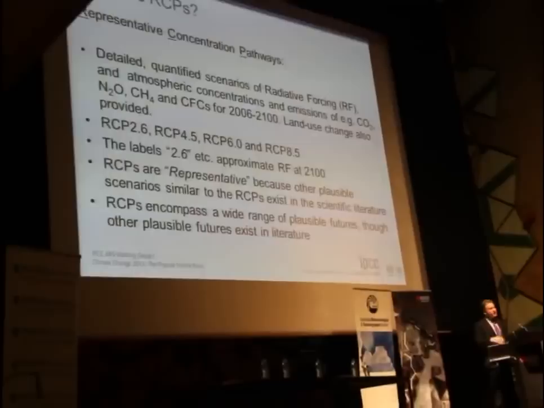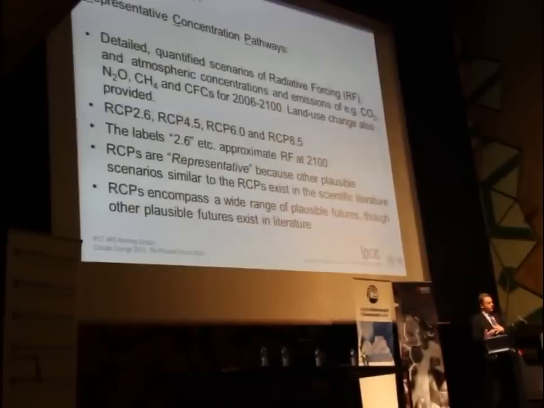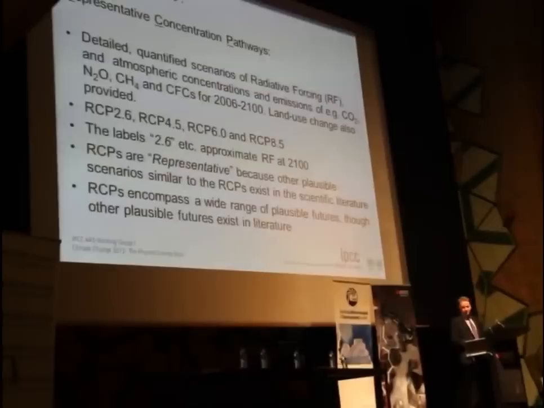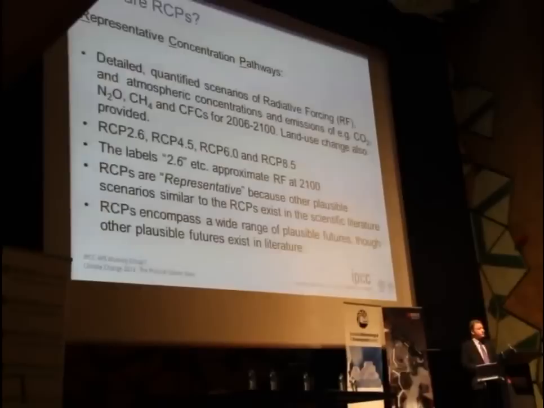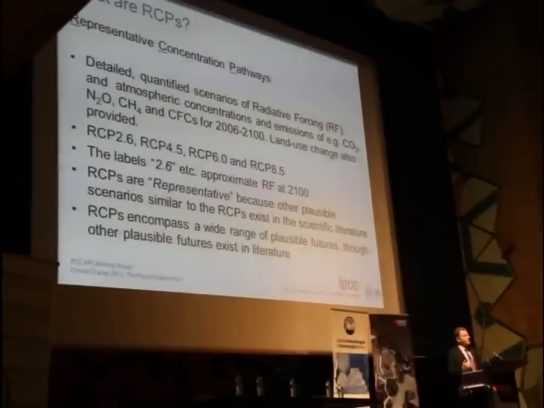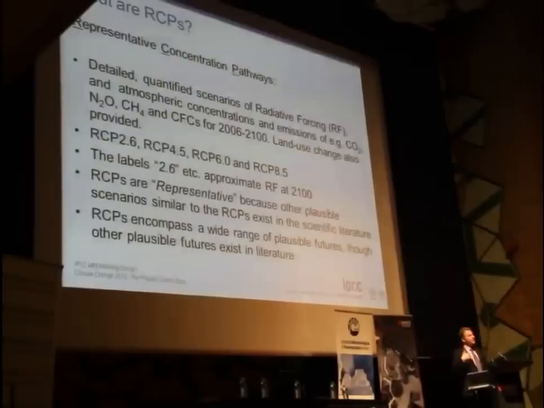Now these labels, 2.6, 4.5, they're measures of that radiative forcing in 2100. So they're measures of how hard we're going to be hitting the climate system. The larger the number, the harder we hit. These scenarios are representative because if you look at the peer-reviewed scientific literature, there are many, many different sorts of scenarios, but these are representative of the vast majority of those scenarios. It's important to note that these scenarios aren't necessarily exhaustive. We know, for example, that there are other scenarios in which emissions of sulfate aerosols aren't reduced as rapidly as they are in this particular scenario.